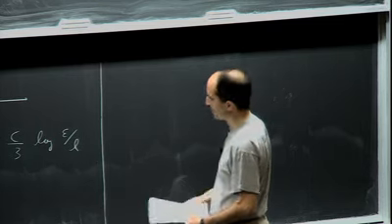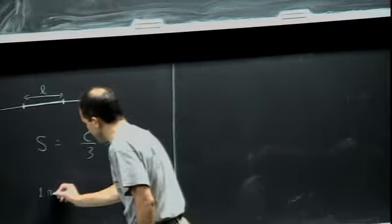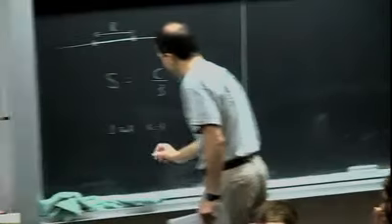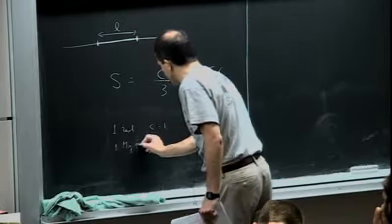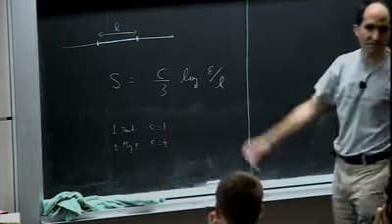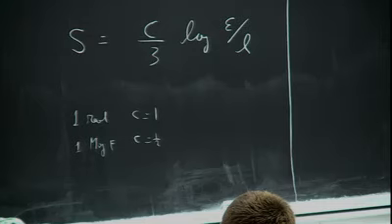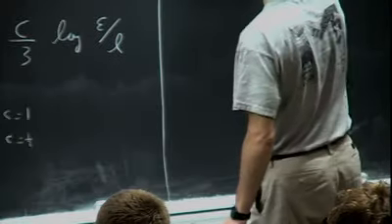Maybe I should have said that, for example, for one real scalar field, C is 1. For one Majorana fermion, C is equal to 1/2. And then you can have all kinds of theories with various values of C. But anyway, so now we're going to do a non-conformal theory.